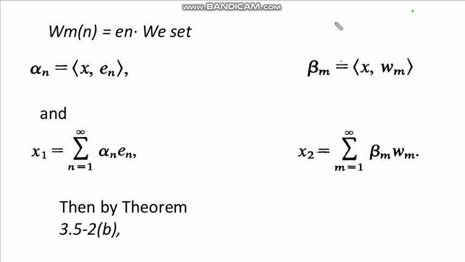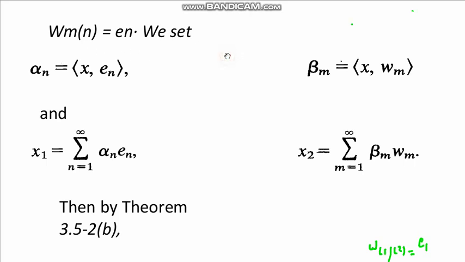This W_m(n) is equal to E_n, because if I choose W_1 of 2, then it will be equal to E_1. So in this way we have taken an arbitrary W_m(n) which is equal to E_n.